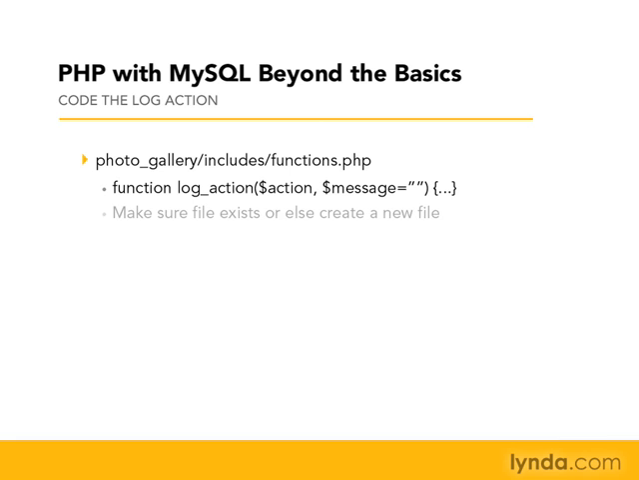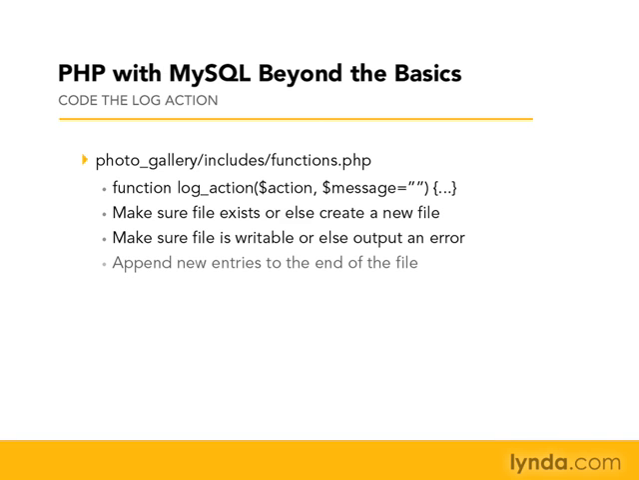So inside there, you're going to want to make sure that the file exists, and if it doesn't, you're going to want to create a new file. You're going to also want to make sure that the file is writable, and if not, then output an error. And when we add these entries, our log entries, we're going to want to append them to the end of the file. And there's a couple different ways you can do that. We saw an append method earlier. We also saw how we could move the pointer around to write at the end of a file. So I'll let you choose which one of those you want to try.